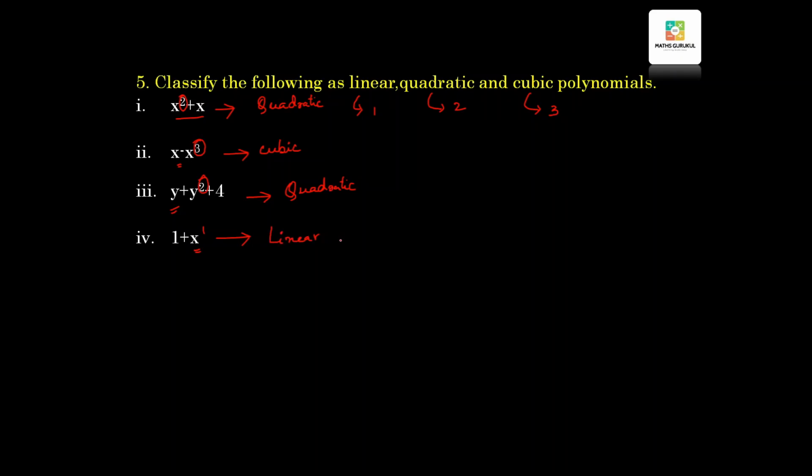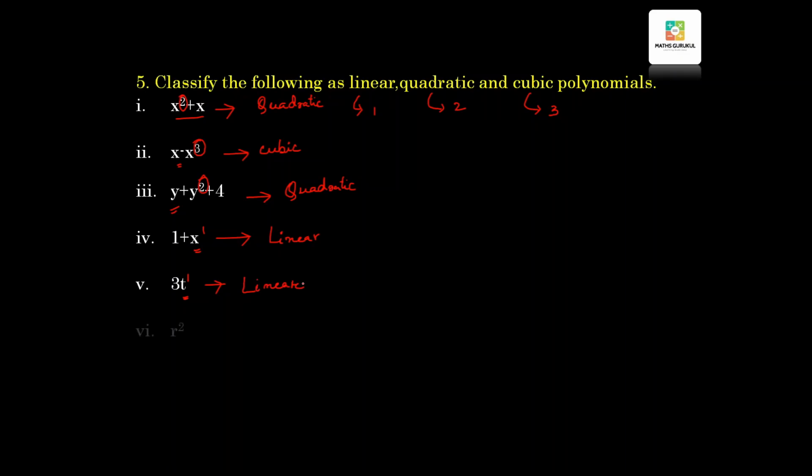Okay. In the last one, it is given 3t. In this particular polynomial also, we see that there is only one variable involved, and that variable is t. And what is the highest value of t here? The highest value of t is 1. So that is why this is also a linear polynomial.